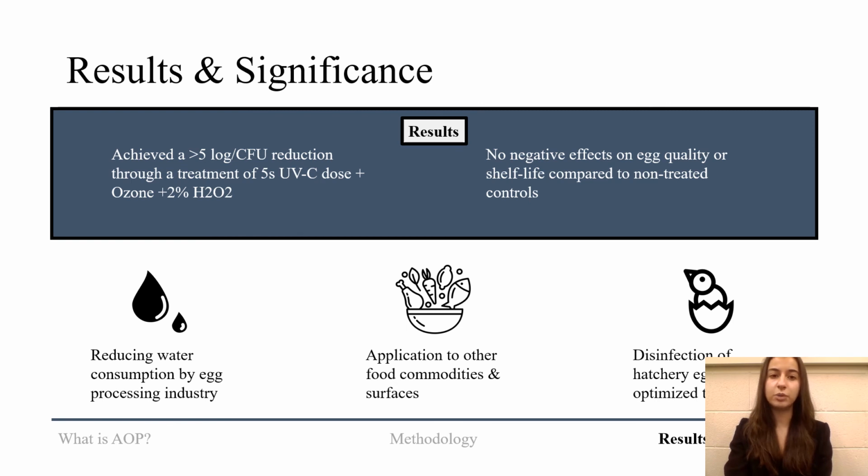By applying AOP in the egg processing industry, water consumption can be greatly reduced as the technology does not utilize any water. This technology can be further applied in the industry to disinfect other food commodities and surfaces. To supplement this research and further combat the prevalence of Salmonella in Ontario's poultry industry, trials investigating the application of advanced oxidation process technology of hatchery eggs is currently in progress.